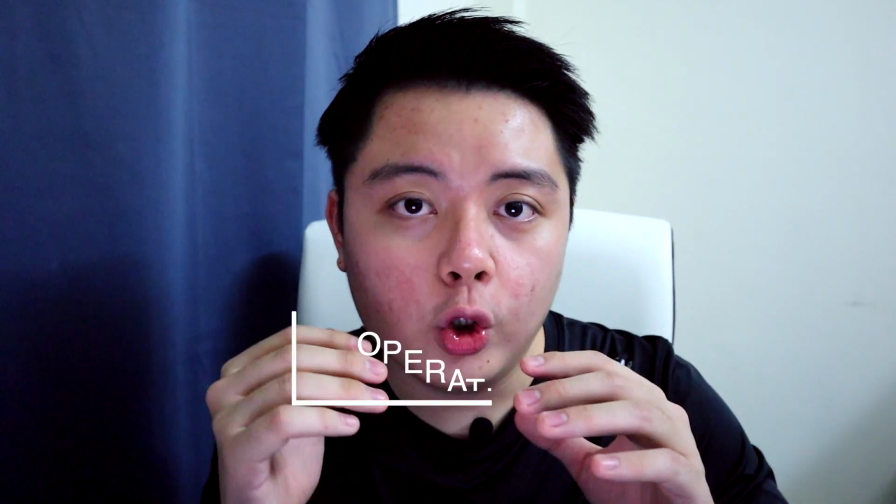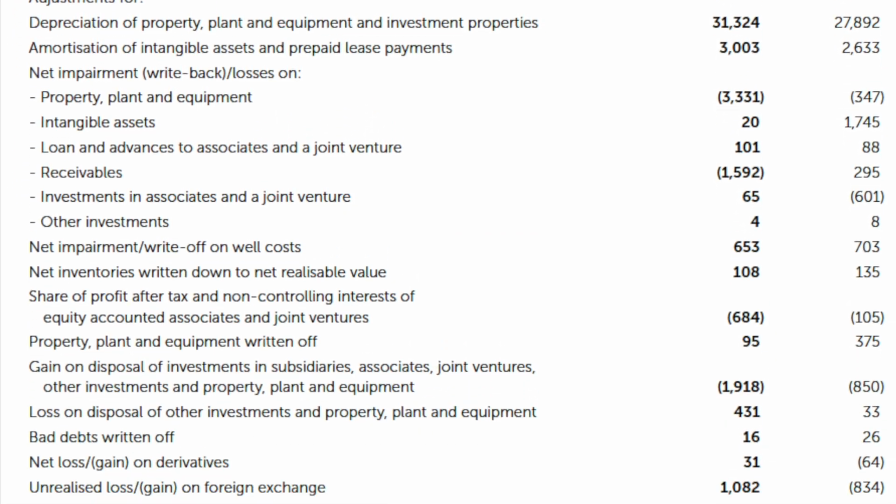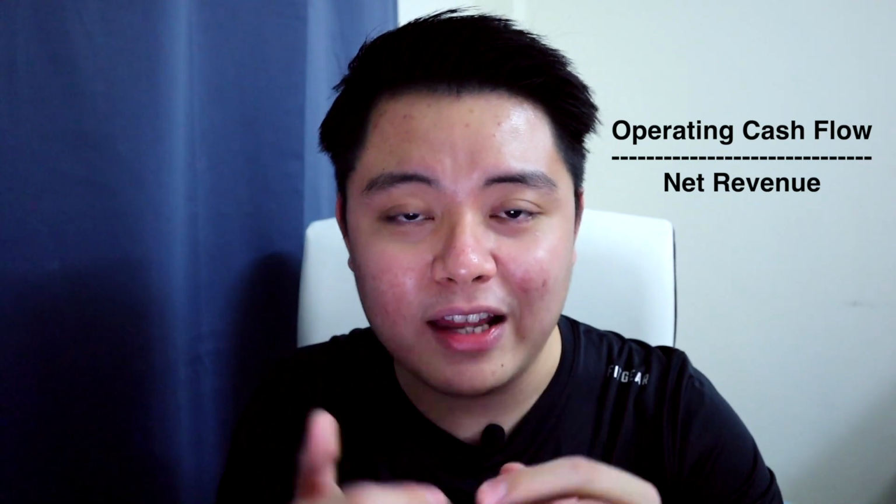And lastly, we look at the cash flow statements, which are made up of three components: cash flow from operating activities, investing, and also financing activities. Firstly, I look at the cash flow from operating activities. This is generally the amount of cash generated from the company's business and also operation. You can use this to calculate the operating cash flow divided by its net revenue ratio, which is a great indicator of a company's business performance.